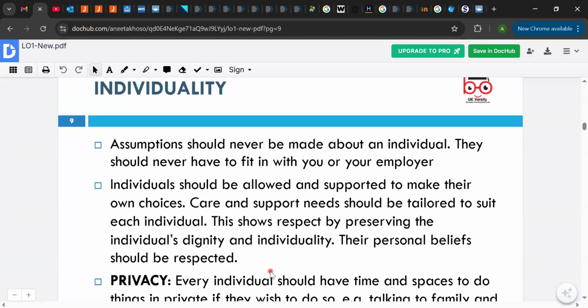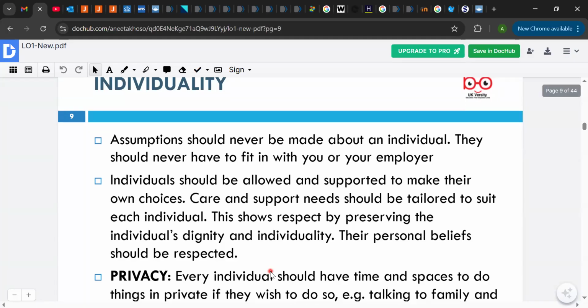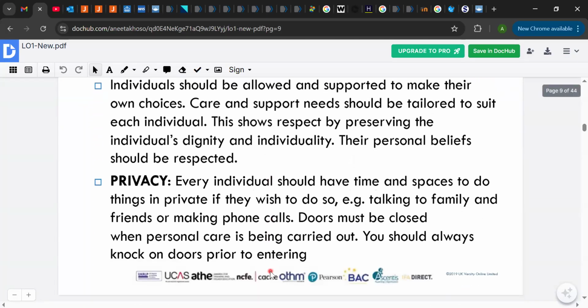So individuals should be allowed and supported to make their own choices. Care and support needs should be tailored to suit each individual. This shows that you are respecting, and you're doing this by preserving the individual's dignity and individuality. Their personal beliefs should be respected at all times.